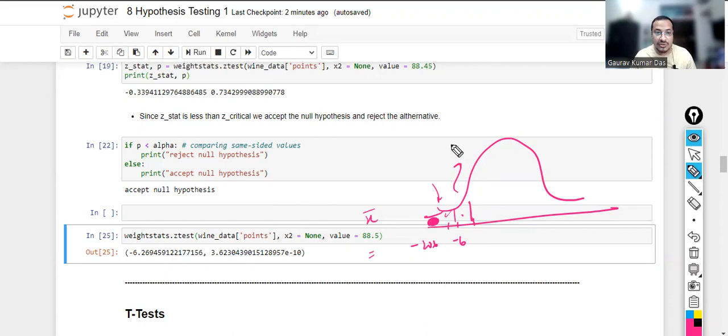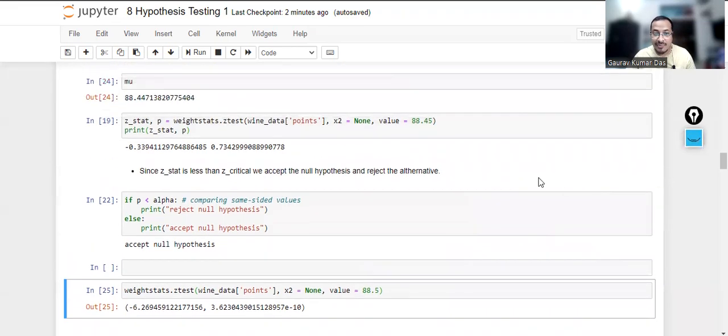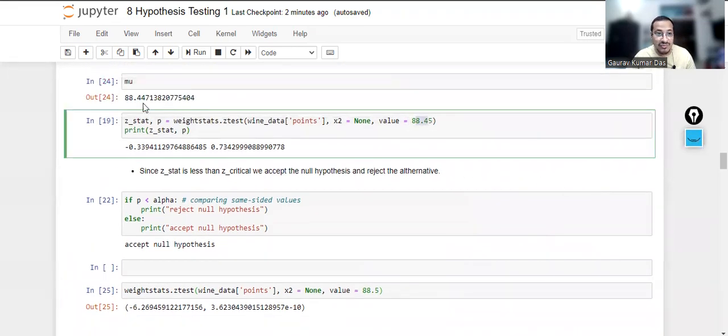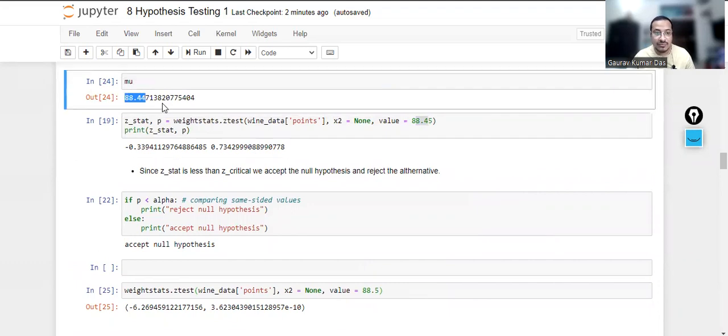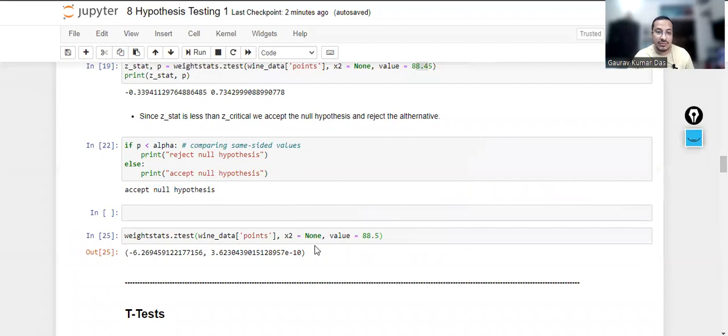Okay. So which basically means that the dataset is very sensitive, right? For the null hypothesis to be accepted, it took the sample mean to be 88.45, which is very, very close to the mu, which is the population mean. So this is how you can play around with different sample means and check what is the difference between the sample mean and the population mean, for which we can say that the sample belongs to the population, right?